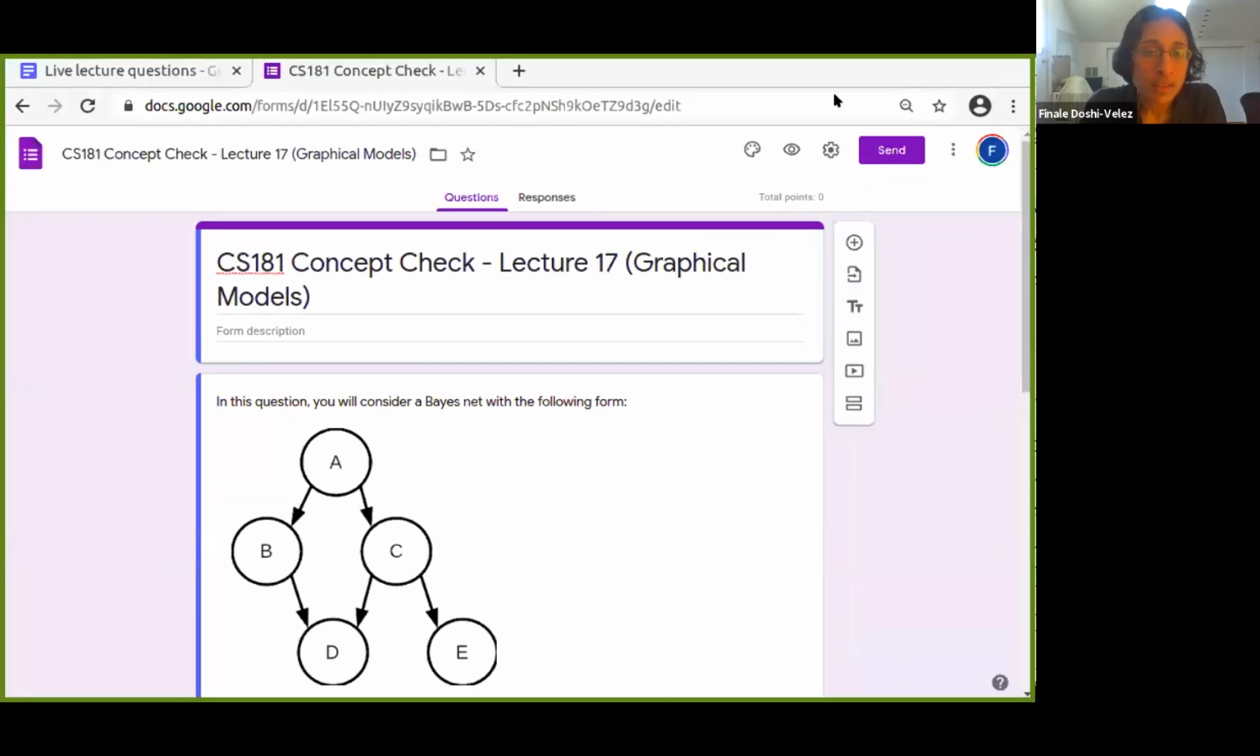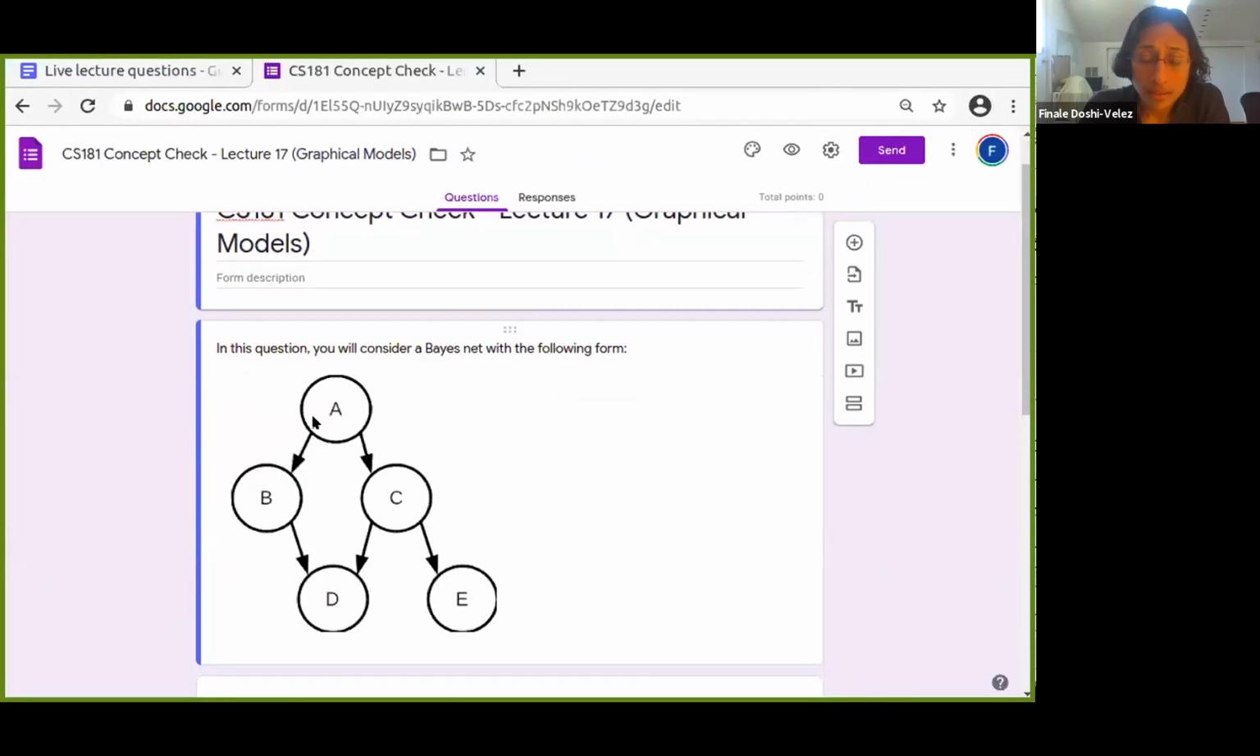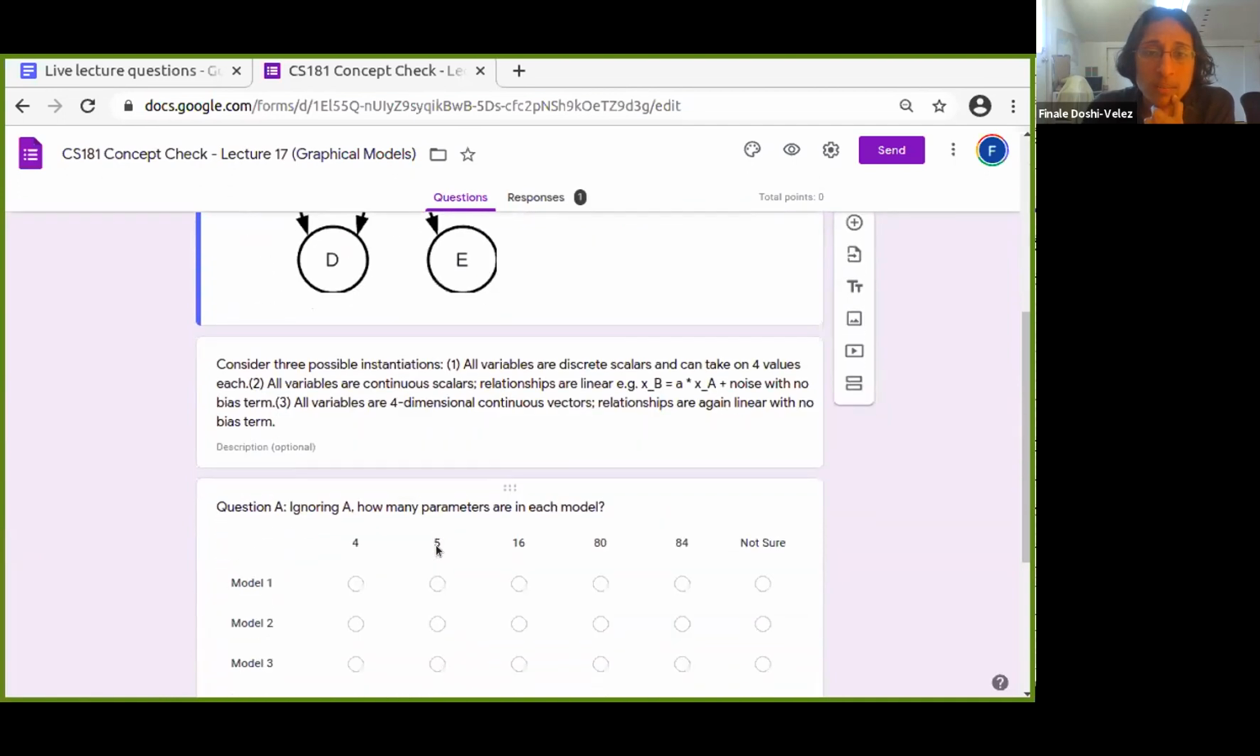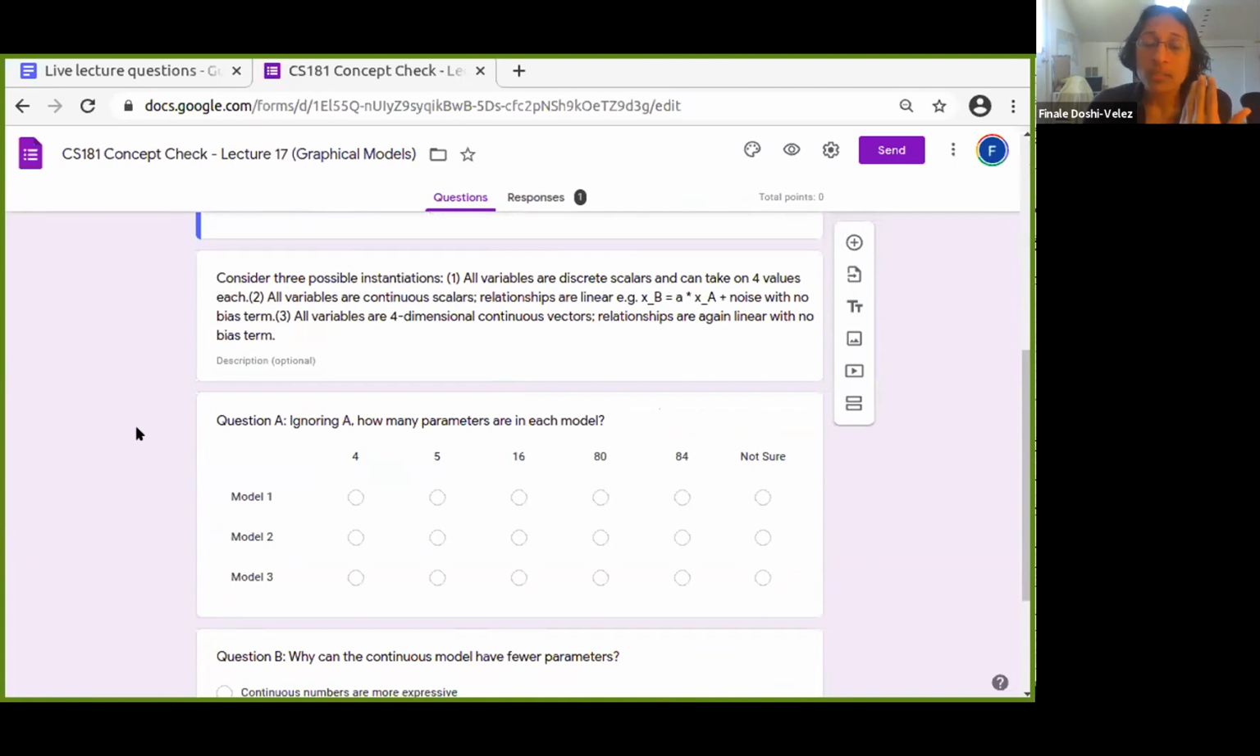We have a setting with 5 different variables. So here's the shape of the graph. The shape of the graph is always going to stay the same in this exercise, but we're going to consider 3 possible instantiations. Remember from the beginning, we said that this describes the structure, but doesn't describe what the variables are, what the relationships specifically are, you know, the Gaussians, the whatevers.